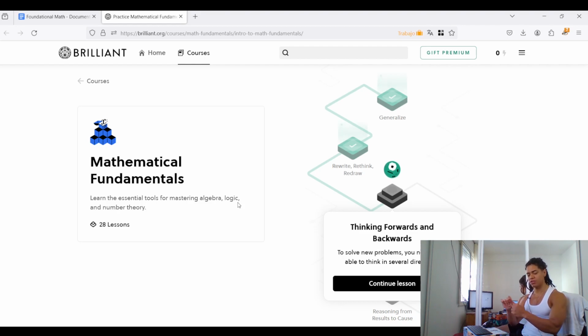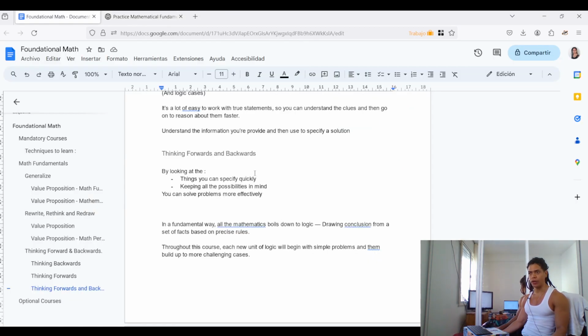So the whole point of this is that by thinking forward and backward, by specifying the things you can specify quickly, and keeping all the possibilities in mind, you can solve problems more effectively. So this is actually the core of this, okay.